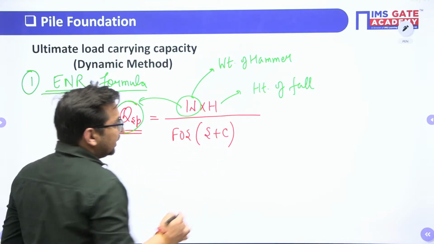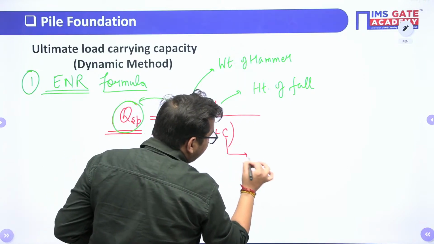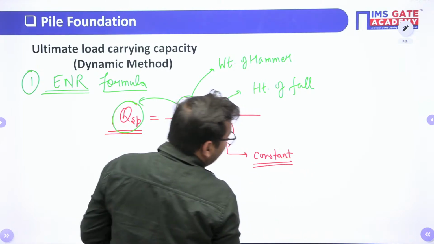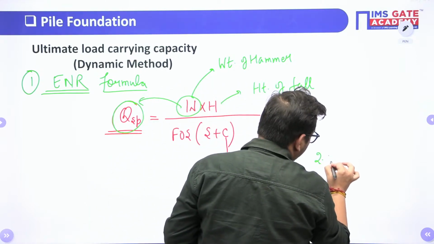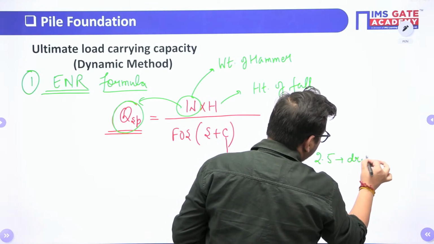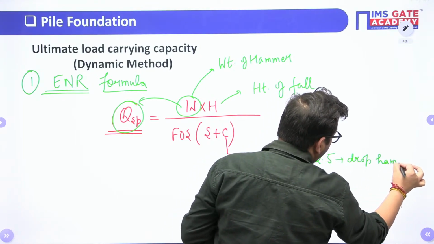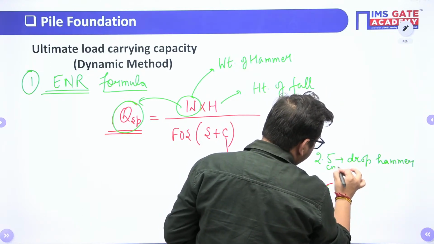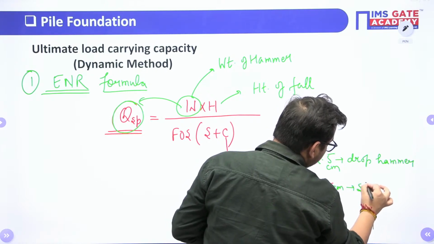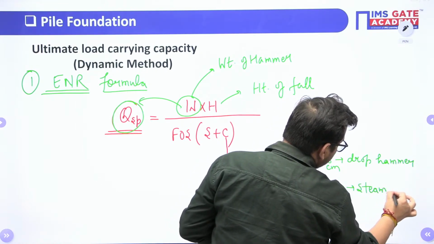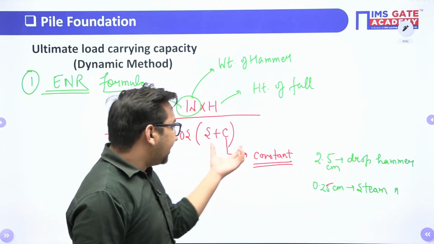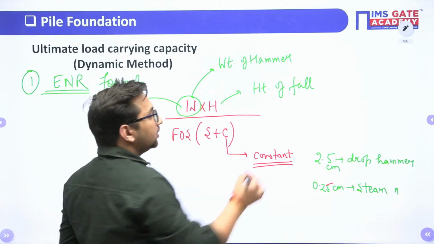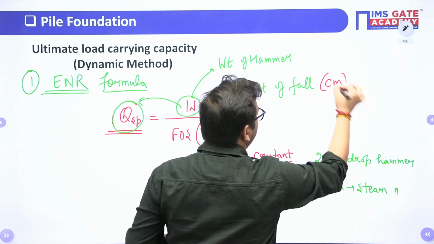Now try to remember, this C value is your constant. This is your empirical constant having a value of 2.5 for drop hammer, and 0.25 for steam hammer. These values are in centimeters. As this C value is in centimeter, all other length values we have to take in centimeters only, right? So always use this height of fall also in centimeters.